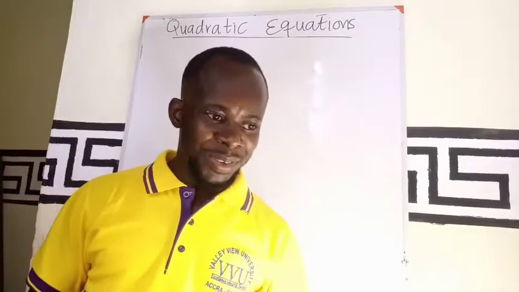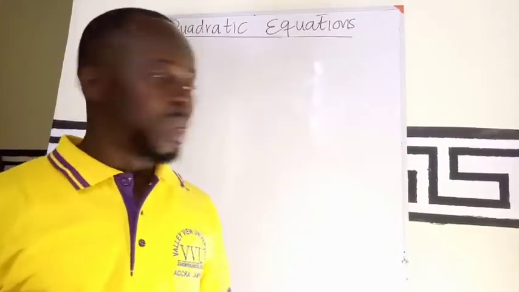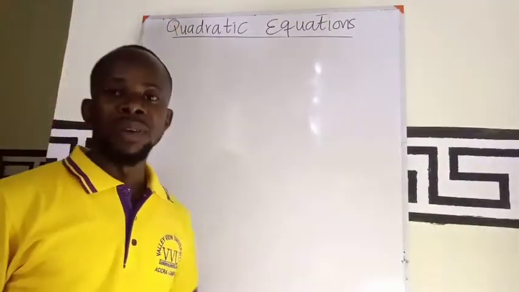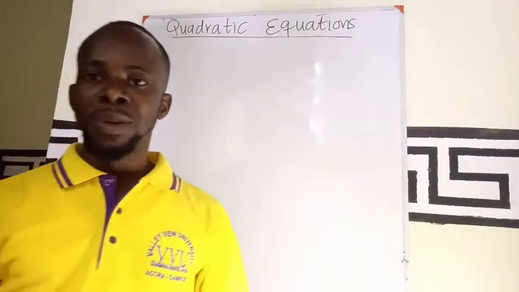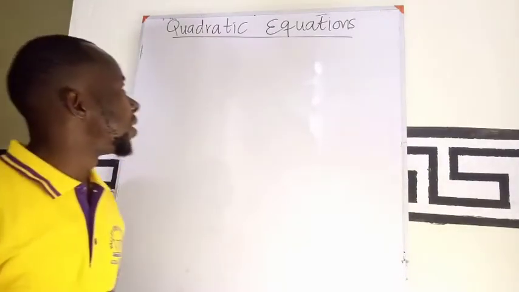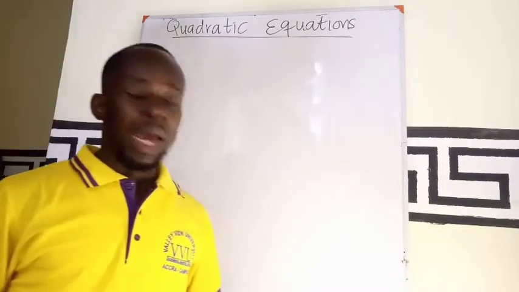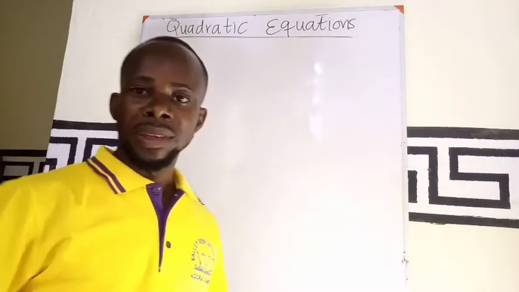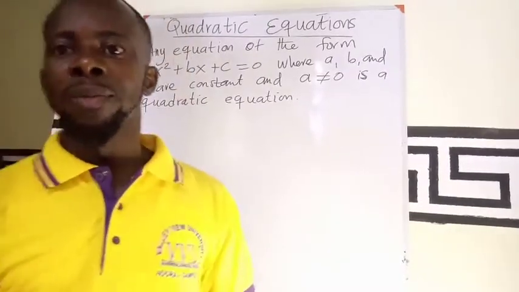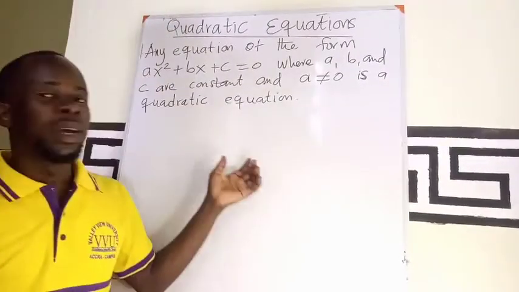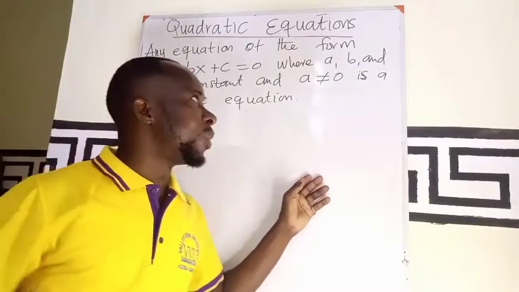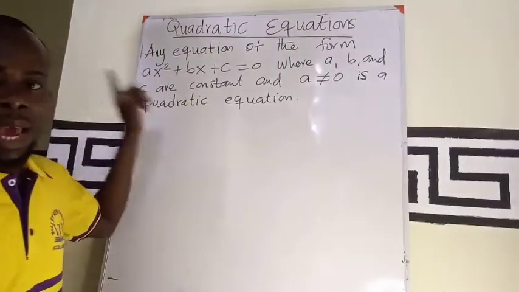Welcome to Taxonomy Online. Today we want to take the topic quadratic equation. We want to see the various ways by which we can solve a quadratic equation. Let's get started. By definition, we say that a quadratic equation is any equation of the form ax squared plus bx plus c equals 0.